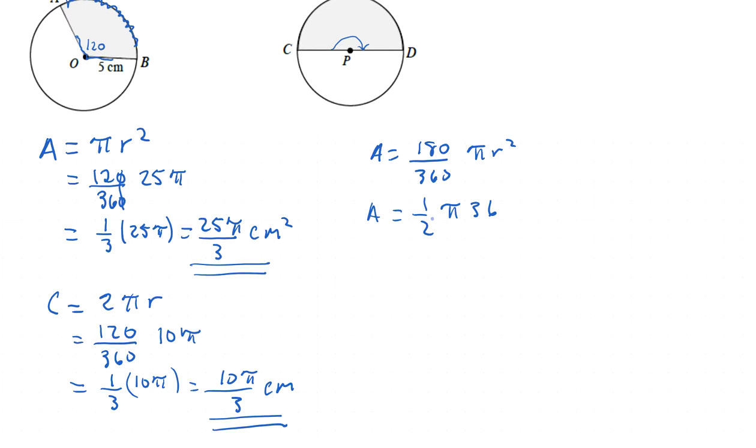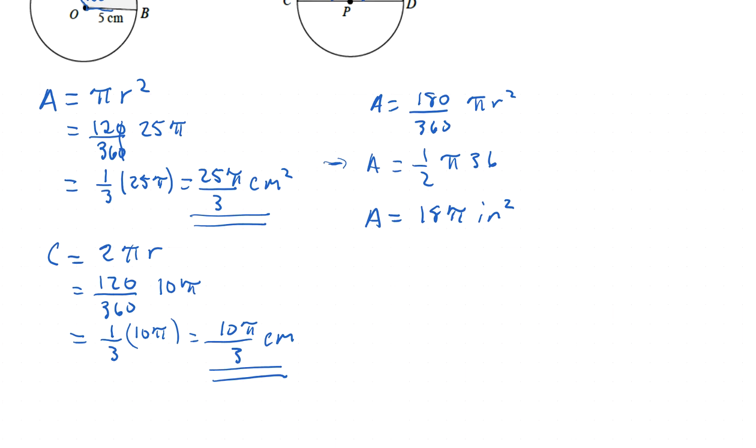So if we wanted to, instead of doing the 180 over 360, we could have probably started here, because I think most of you can look at this problem, see that it's half of a circle, so you would take pi r squared divided by 2. And there's two methods to get to the answer. So half of 36 is 18 pi, and that would be inches squared.